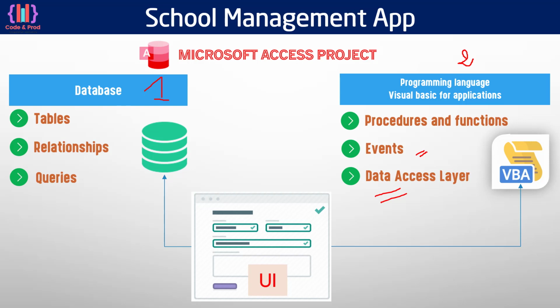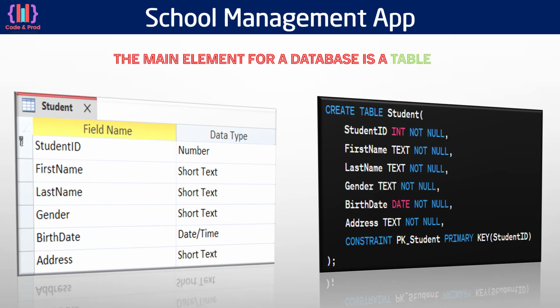The third component is the UI, or user interface. This component will be used to control the input data to be stored in our database. In the database context, the main structure or object that will be encountered often is the table. A table is the main structure used to store our data.